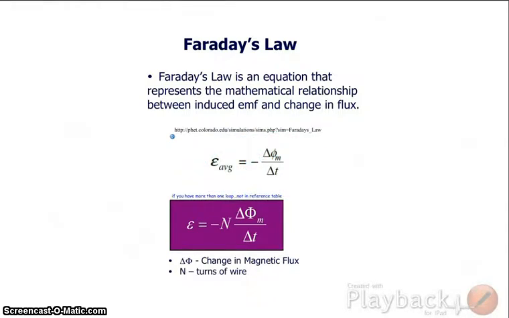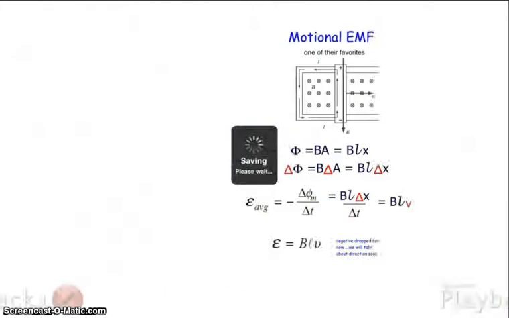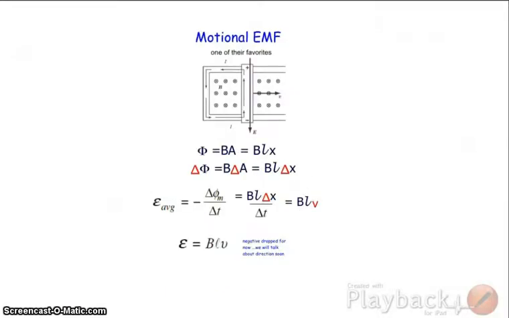Now, if you have more than one loop, then you have to also multiply by n, where n is the number of turns of wire. And as your number of turns of wire goes up, so does the EMF. And if you went to that simulation online, you could change the number of coils, and you'll see what it means.